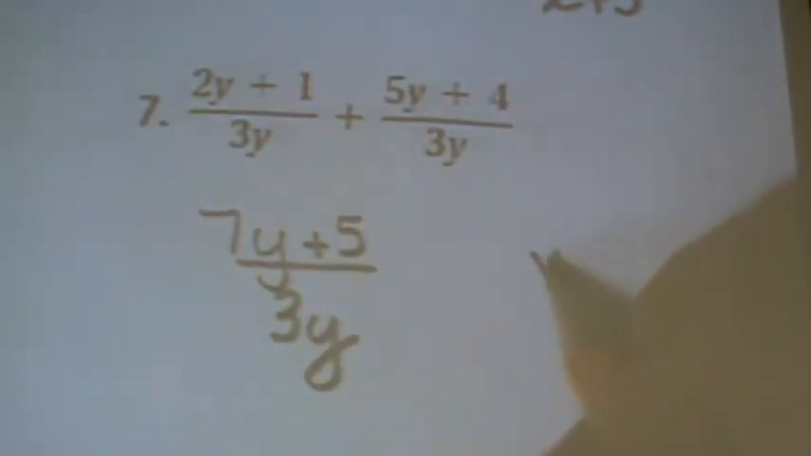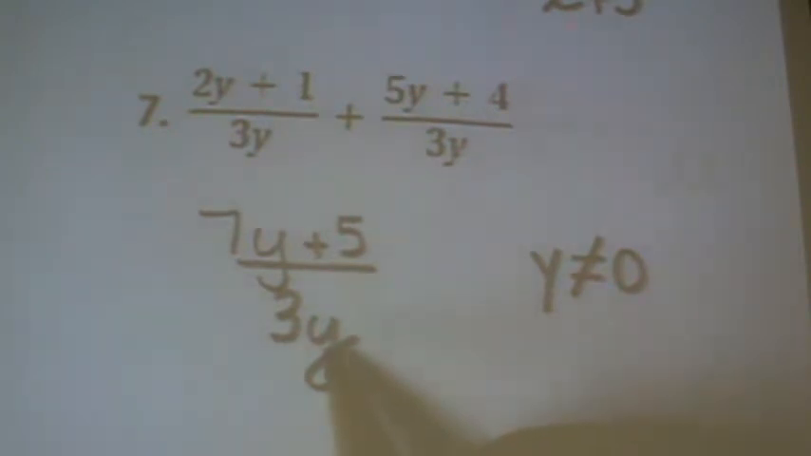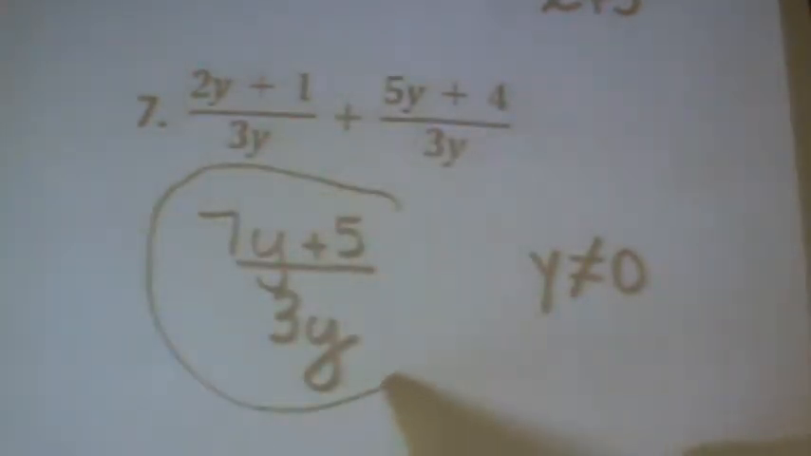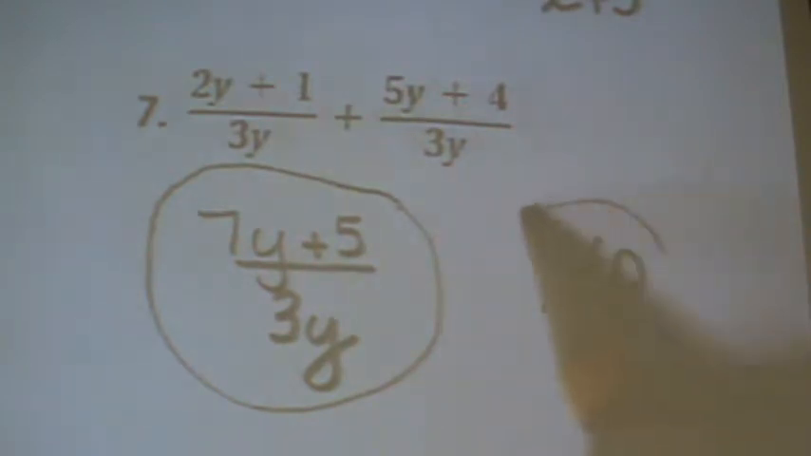Now what are my restrictions? What can't y be? 0. Negative 3 is fine, because 3 times negative 3 is negative 9. But if y were 0, you get a 0 in the denominator. So is that just the full answer then? Yep, this is the full answer, and this is the full restriction.